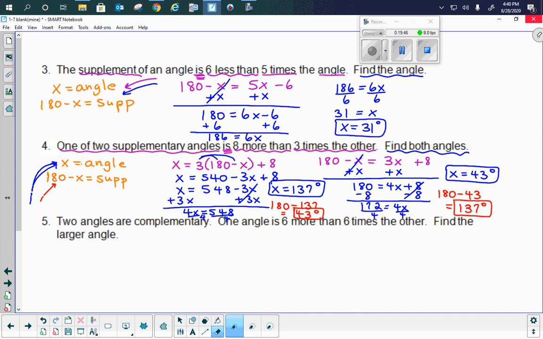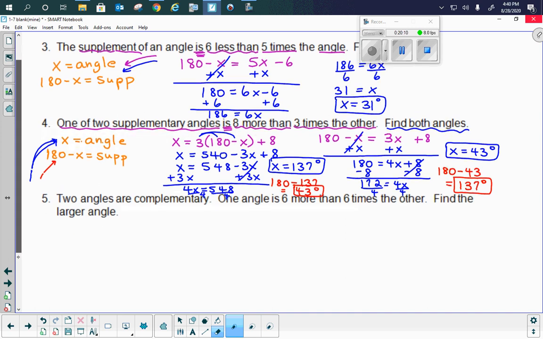Like, I could say, what is the smaller angle? Your answer would then only be 43 degrees. I could say, what's the bigger angle? Your answer would then be only 137 degrees. I could ask you anything. I could say, what's the product of the two angles, meaning multiply them together. There's lots of stuff I could ask you. So read carefully at the end.